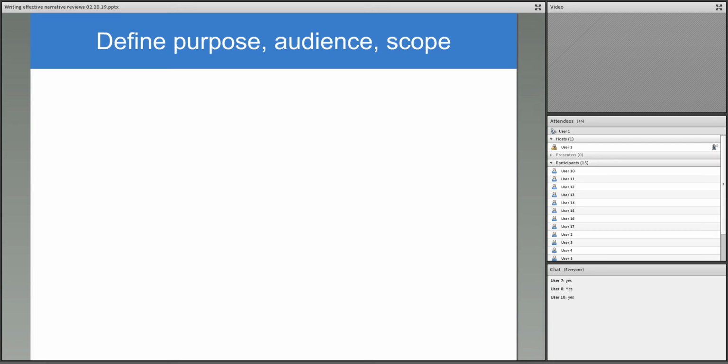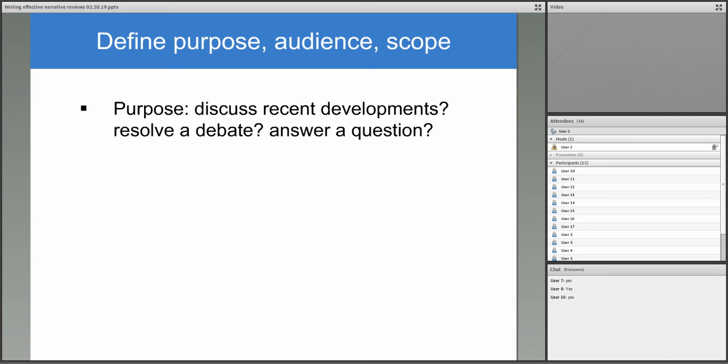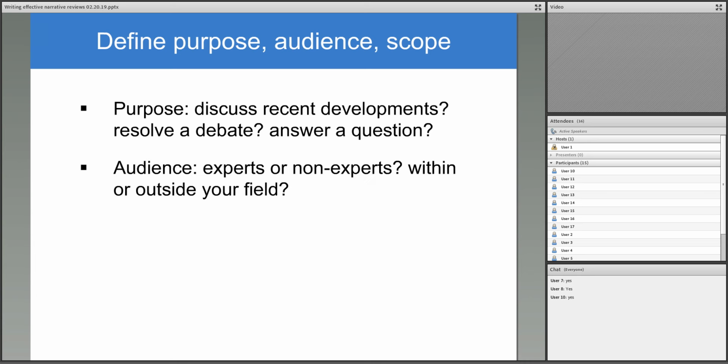Part of the process of deciding what you will write about is not only picking a topic, but also deciding how your review will approach that topic. So the purpose of the review must be well defined. This purpose will guide you through the whole process of putting together the review and must be articulated before you start writing. To figure out your purpose, first identify the need that the review is responding to. Are you writing to discuss recent developments, resolve a debate, answer a question, respond to a problem?